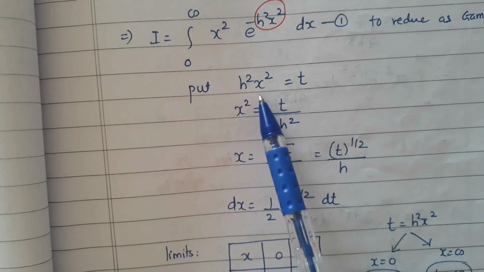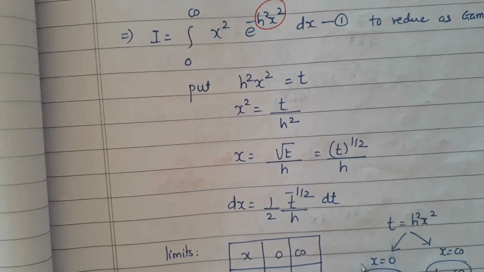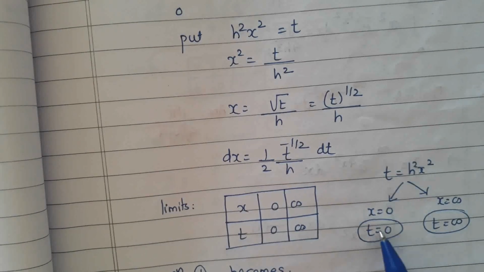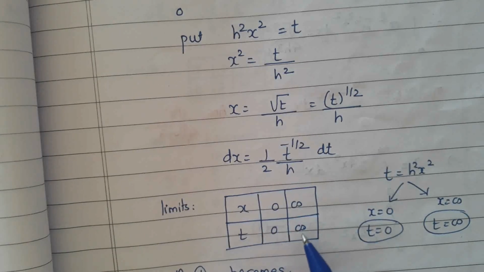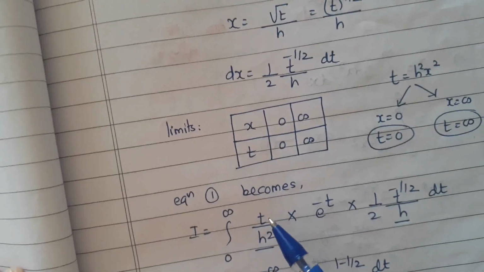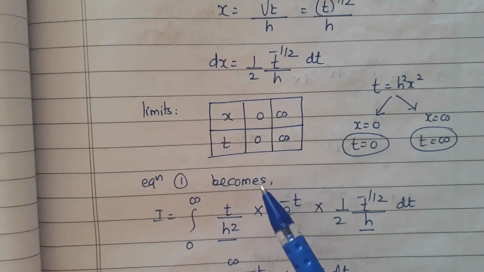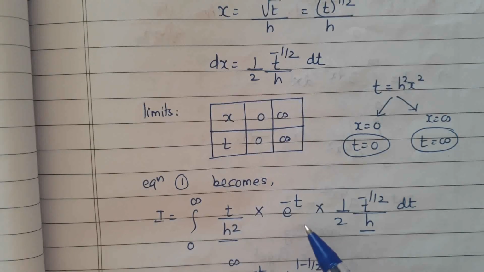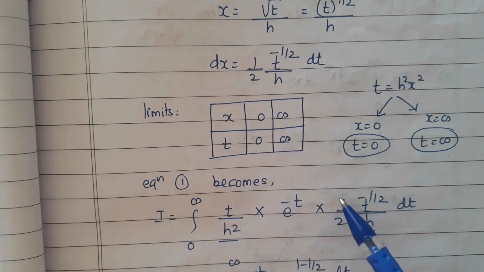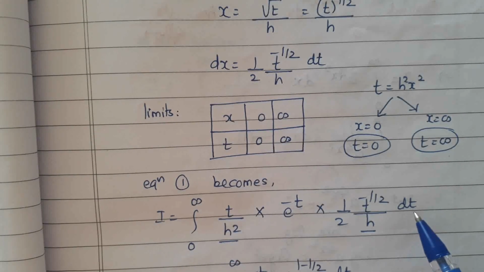Using this substitution, change the limits. Old limits for x are 0 to infinity. When x is equal to 0, t becomes 0. When x is equal to infinity, t becomes infinity. So the limit changes from 0 to infinity to 0 to infinity for the variables x and t. Use all the substitution in equation number 1. Equation number 1 becomes integral 0 to infinity t upon h square e raised to minus t, and dx is equal to 1 by 2 t raised to minus 1 by 2 upon h dt.